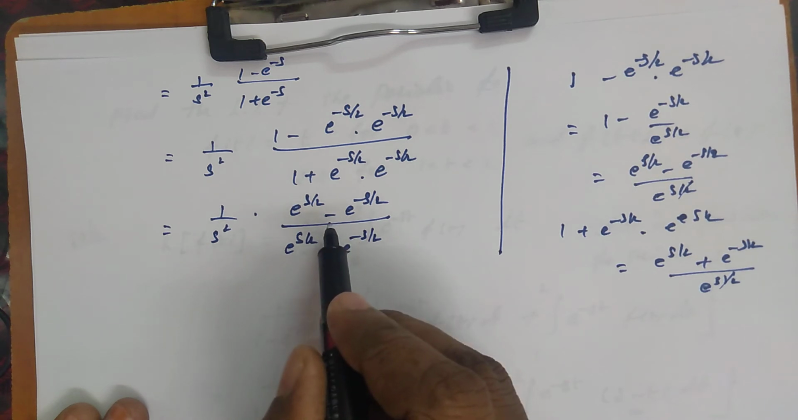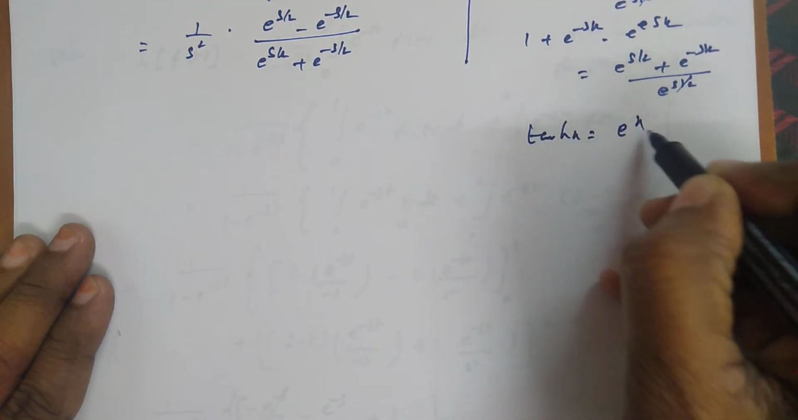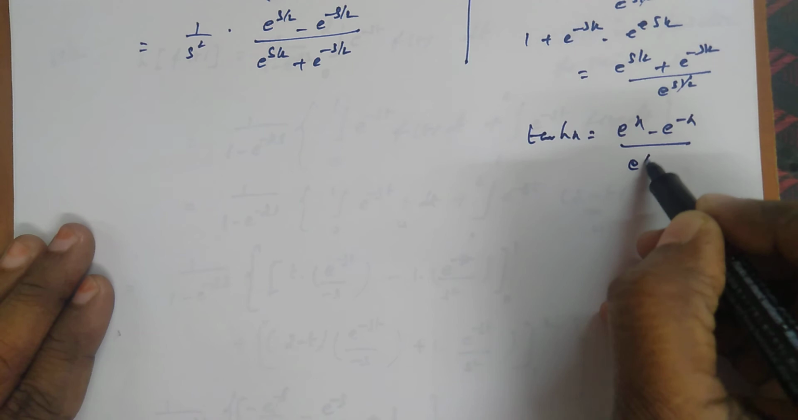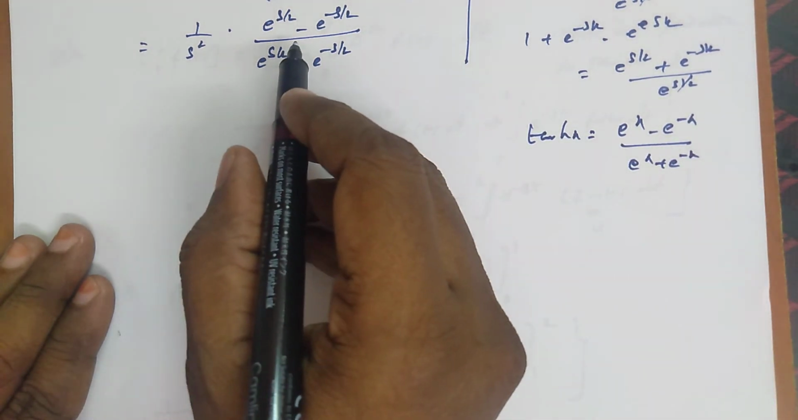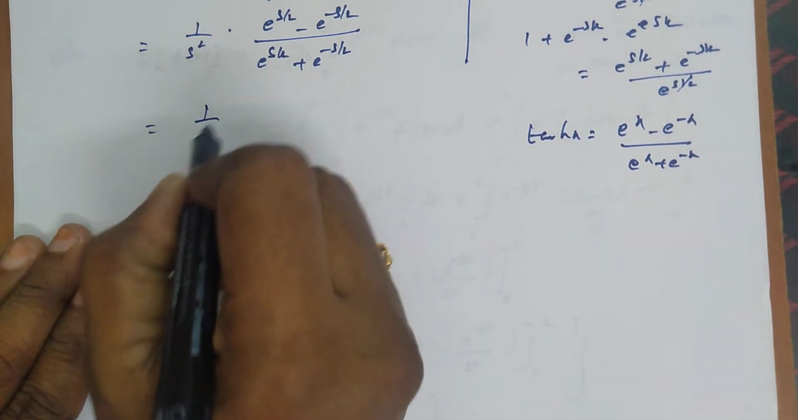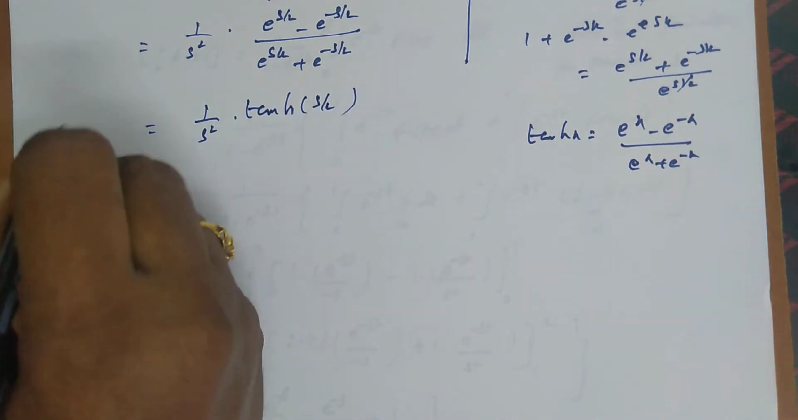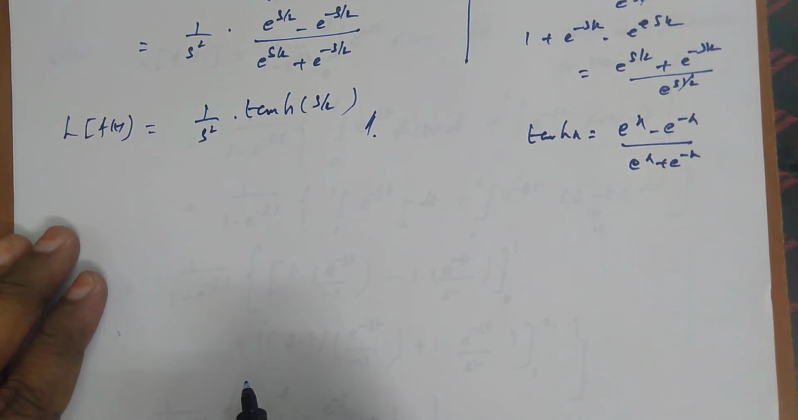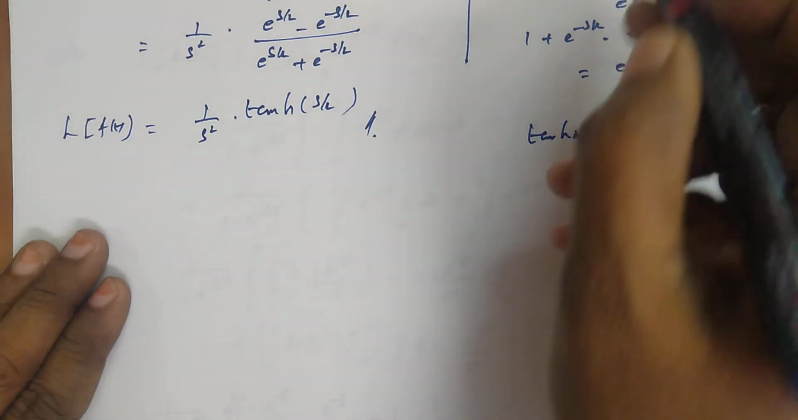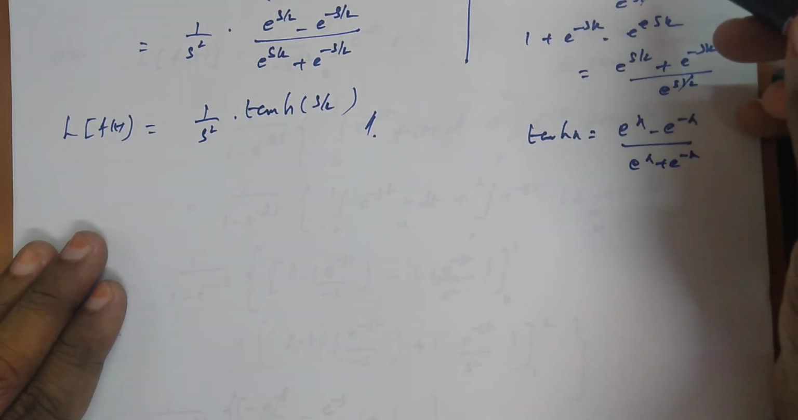And now this is of the form tan hx. This is of the form tan hx equal to e power x minus e power minus x divided by e power x plus e power minus x. Instead of x, here we are having s by 2. So which is equal to 1 by s square into tan h s by 2. So L of f of t, that is the periodic function, answer is 1 by s square into tan h of s by 2.